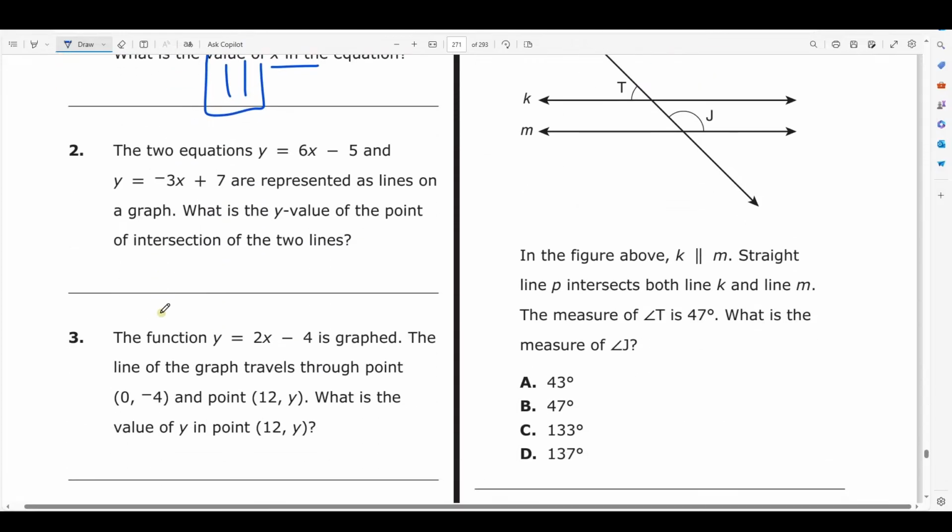So number 2 says two equations, y equals 6x minus 5 and y equals negative 3x plus 7 are represented as lines on a graph. What is the y value of the point of intersection between the two lines?